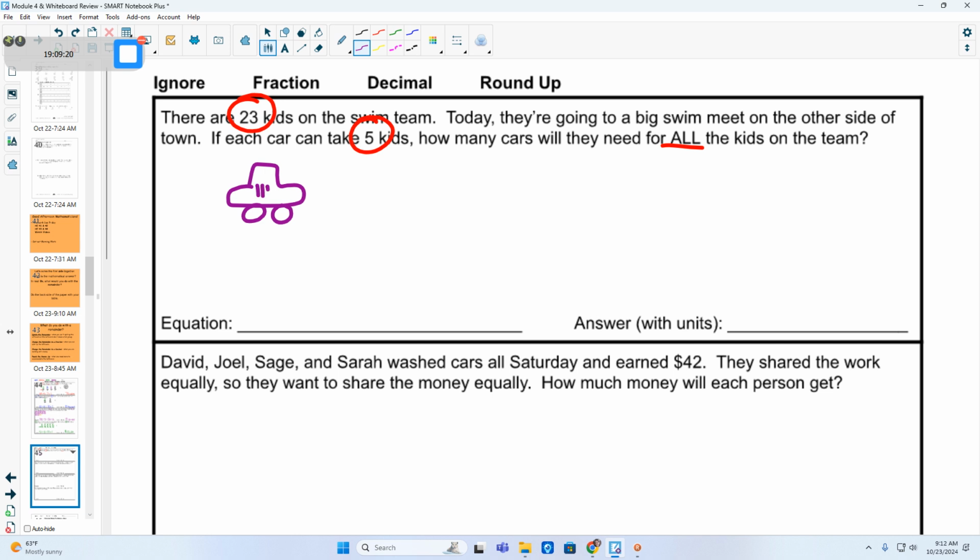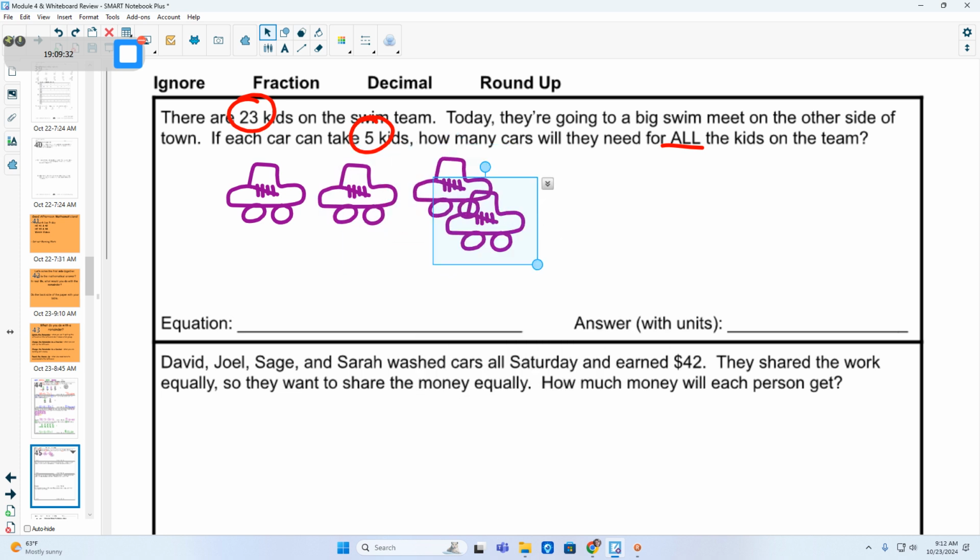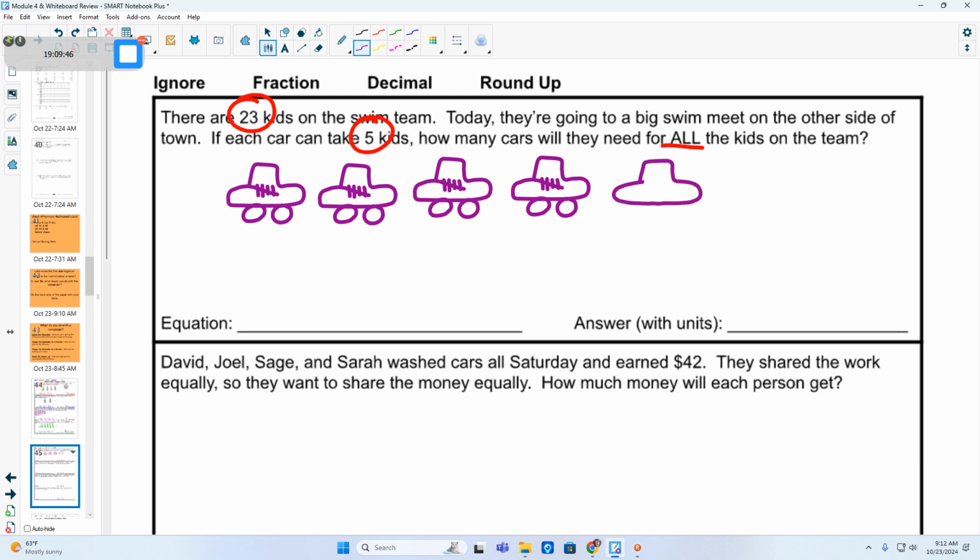Okay, they're going to be really funny cars. And you can have 5 kids in that car. And you can have, let's see if I can clone this puppy. 5 kids in that car, 5 kids in that car, 5 kids in that car. So that's 5, 10, 15, 20 kids. But we can't leave 3 kids out, right? So we're going to take another car just for those last 3 kids, okay? So here's my equation. 23 divided by 5, okay?